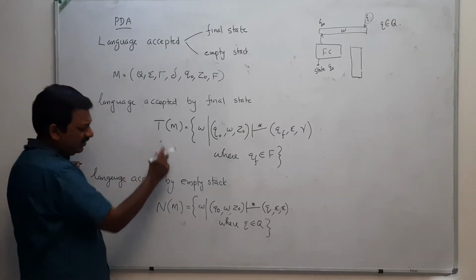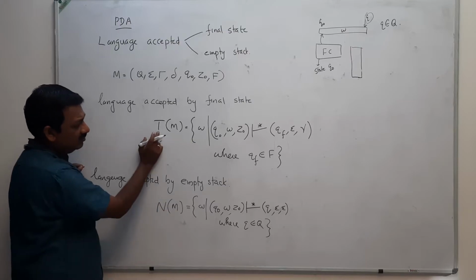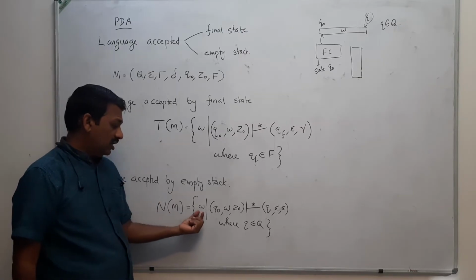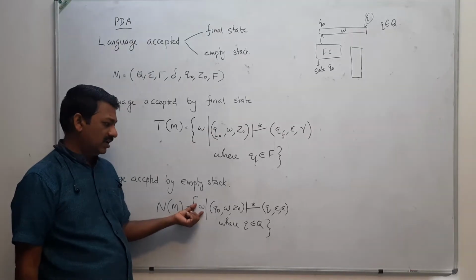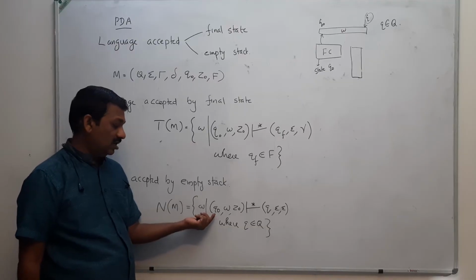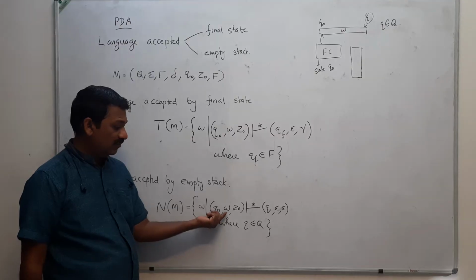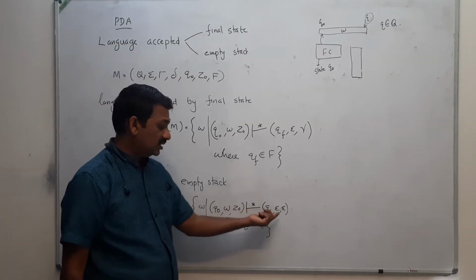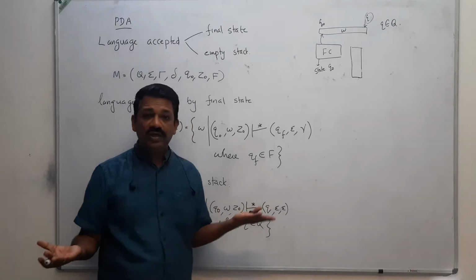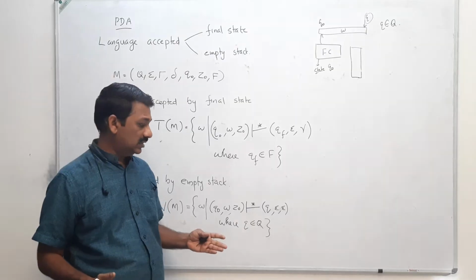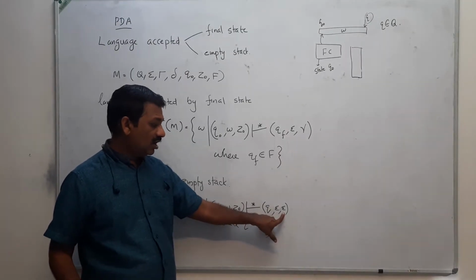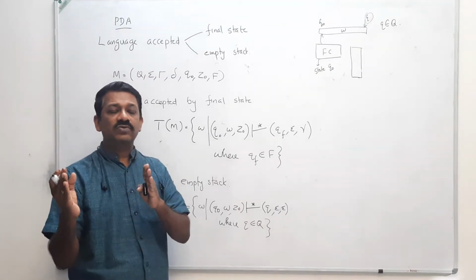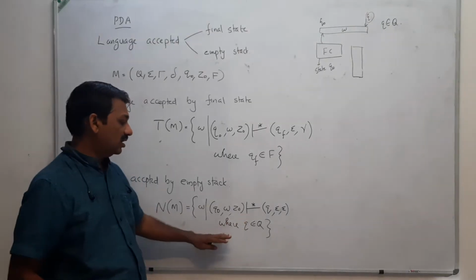The language accepted by empty stack is represented by N. T means the language accepted by final state, and N means the language accepted by empty stack. N of M is equal to the set of strings W such that Q0, W, Z0 turns, in one or more moves, to Q, epsilon, epsilon. That means initially the finite control will be in state Q0, the input to process is W, and the current top of the stack is Z0. It can reach any state Q, you have consumed all the input, and the stack is empty. That means you have emptied the stack, and then the string can be accepted.